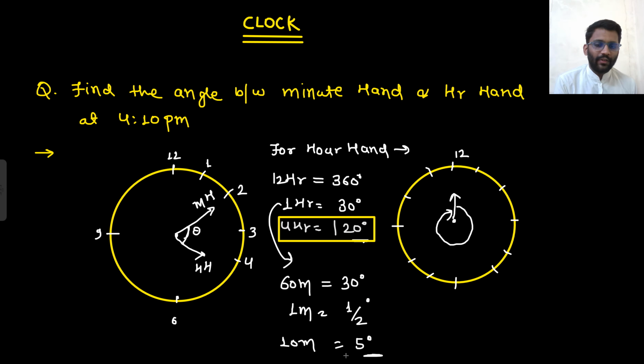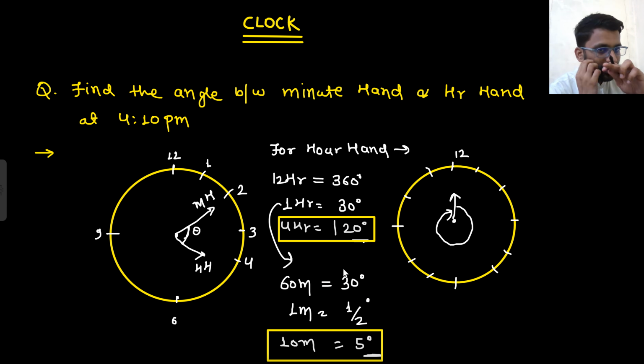In 4 hours it has moved 120 degrees. In 10 minutes it would have moved another 5 degrees. That means at 4 p.m. it would have moved 120 degrees. From here 120 degrees, but after 10 more minutes it would have moved 5 more degrees. So from here to here is 125 degrees. Are you getting my point?